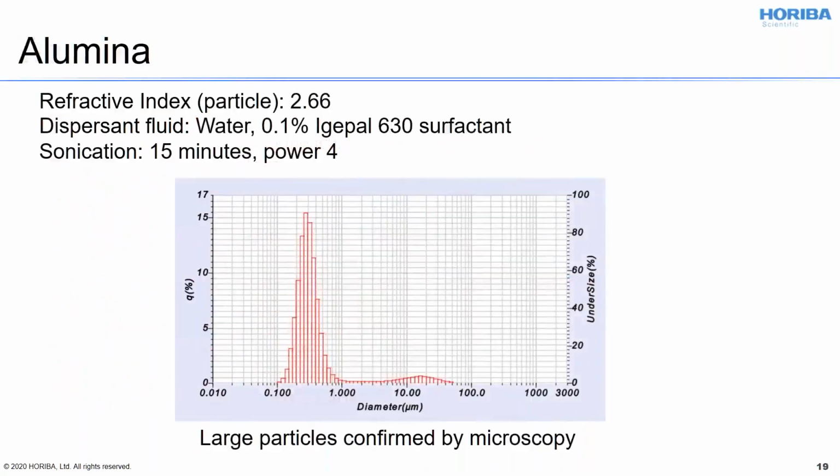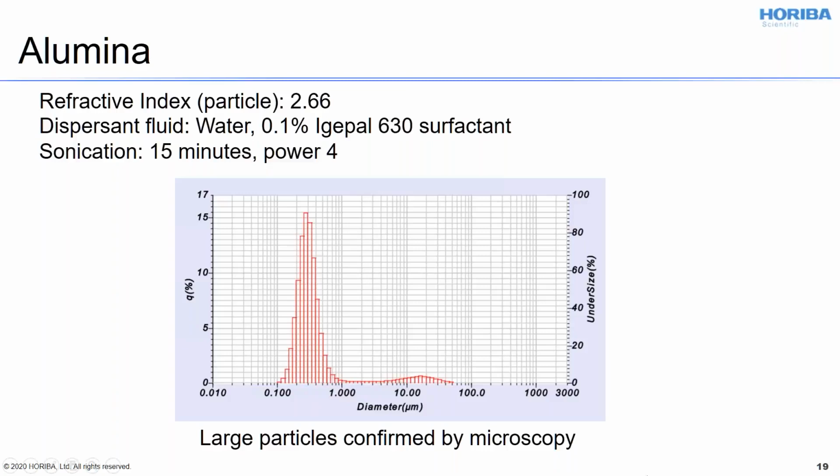Okay, moving on, I wanted to talk about a few examples for ceramics. So kind of walk through why you measure and how you measure. Let's talk about some concrete examples, and there'll be some lessons in here as well. So this is alumina, particle refractive index of 2.66, and my dispersion is water with 0.1 weight percent Igepal 630, and sonication of 15 minutes at power level 4.